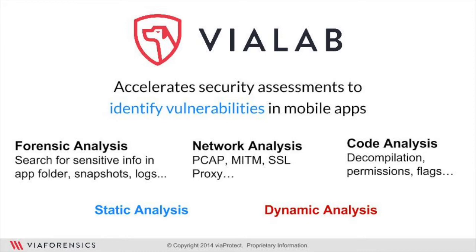So for example, the man-in-the-middle attack is an attack that viaLab automates and presents a non-trusted certificate to your application. And if your application doesn't validate the certificate, then we'll be able to see all of the encrypted traffic, which is obviously a big problem.